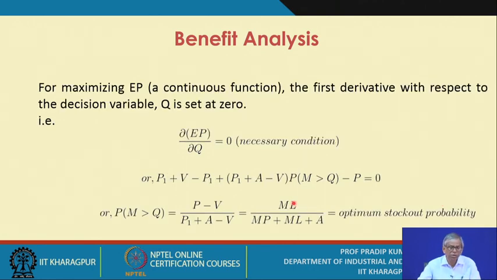For maximizing expected profit, EP, assuming it is a continuous function, and that's why it is differentiable, the first derivative with respect to the decision variable Q, your decision variable is the order quantity, is set at 0. Is it okay? So first derivative is set at 0. That means the partial derivative del Q of EP equals 0. This is the necessary condition, right? So first you satisfy the necessary condition.